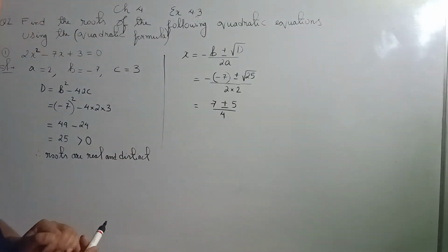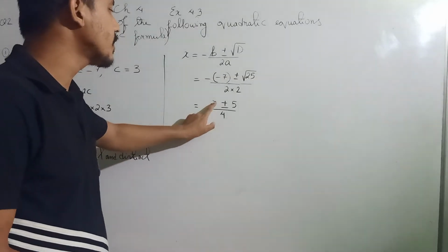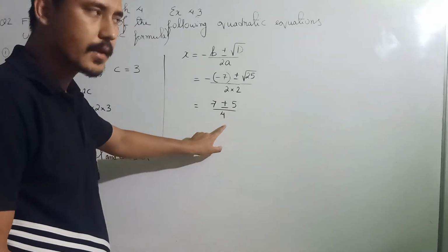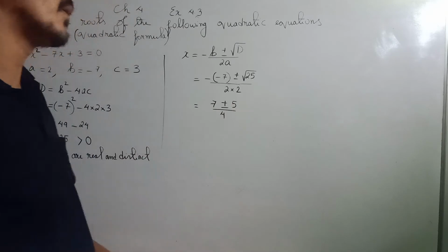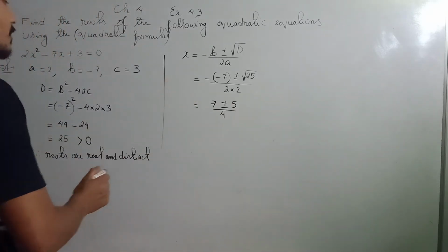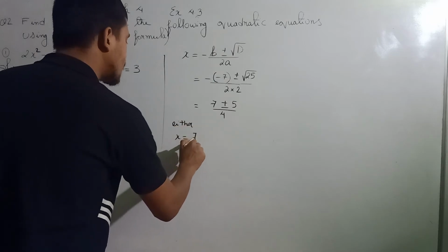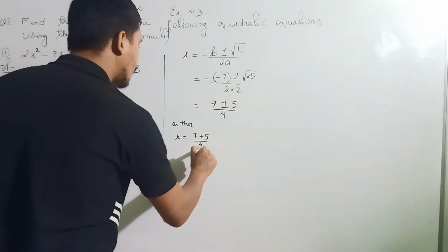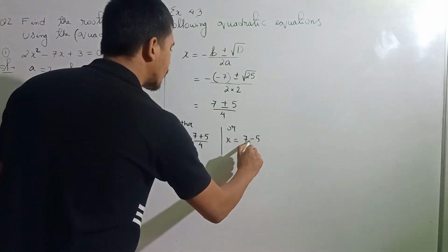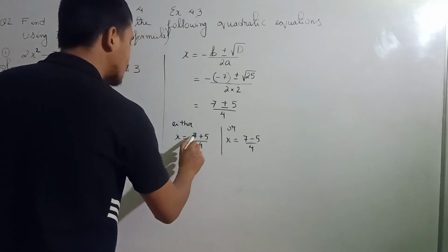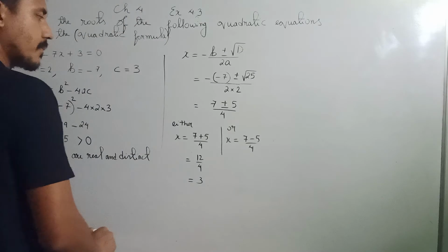Now there are two possible values. The first value of x will be given by 7 plus 5 upon 4, and the other value of x will be given by 7 minus 5 upon 4. So let us separate them. Either x will be 7 plus 5 upon 4, or x will be 7 minus 5 upon 4. 7 plus 5 is 12, upon 4, which gives x to be 3.